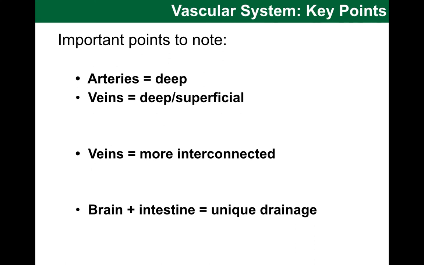And finally, do note that both brain and intestines have a unique venous drainage arrangement. And especially that the nutrient-rich blood from the intestines goes first to the liver in order for the energy to get stored.